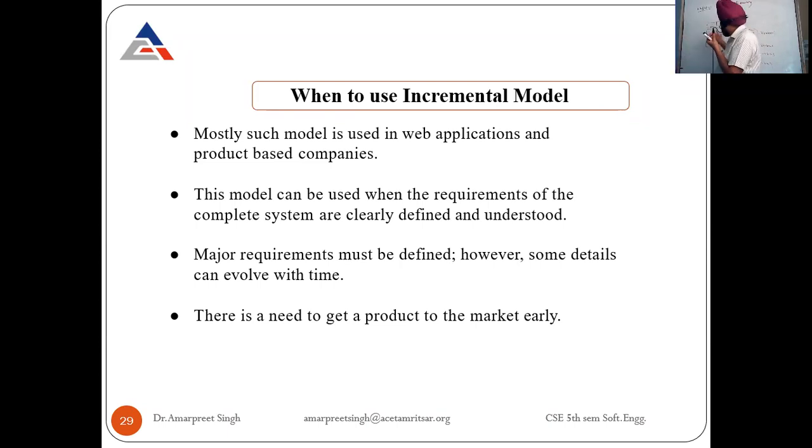So major features have to be given at first. If it is an operating system, then all the different types of management which are required in an operating system have to be given in the very first version itself. There is a need to get a product to the market early, and when we find that we should release the product early and additional features can be given afterwards, because we want to launch the product very early due to competition in the market, then this type of model is used.